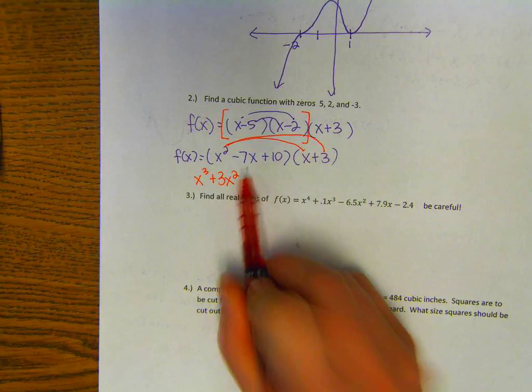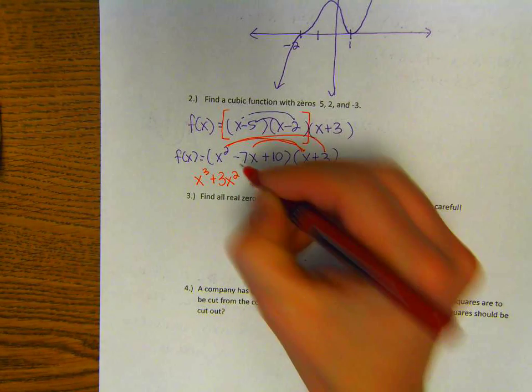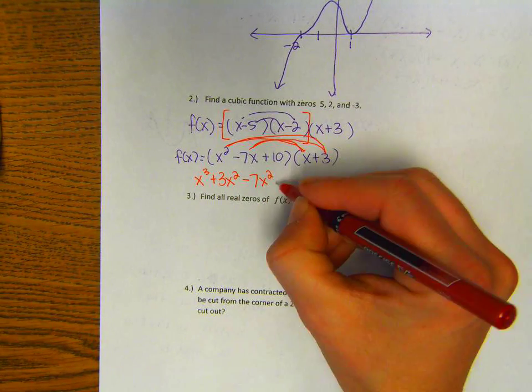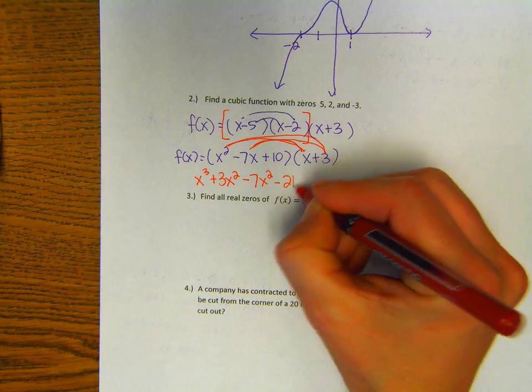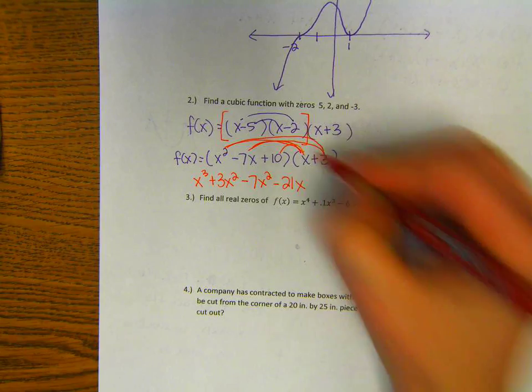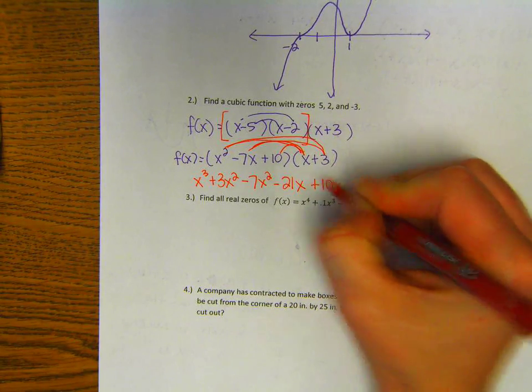Negative 7x times x is minus 7x squared. Negative 7x times 3 is negative 21x. Then finally, 10 times x is plus 10x. 10 times 3 is plus 30.